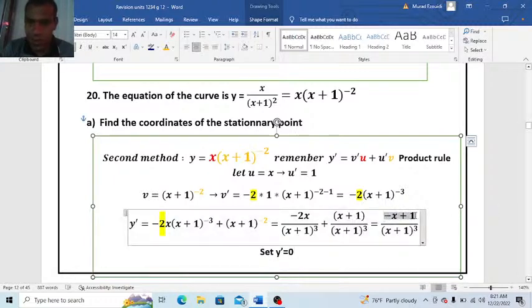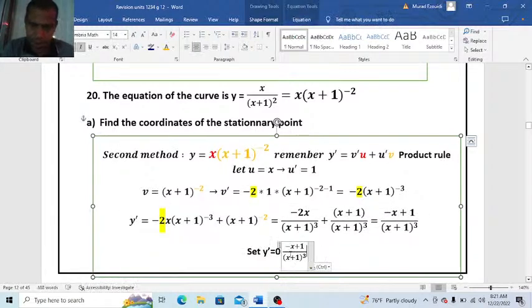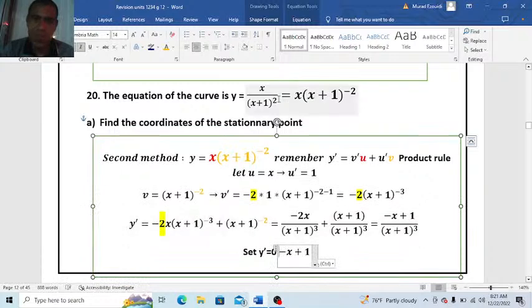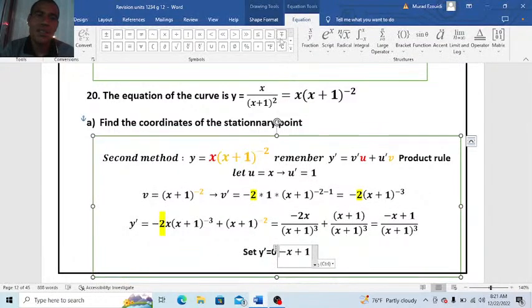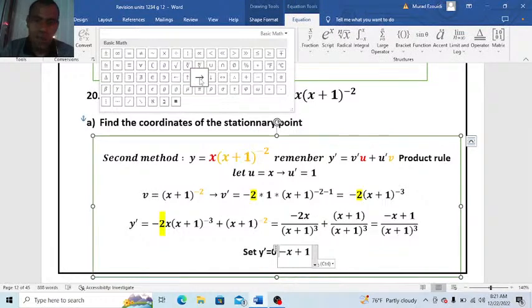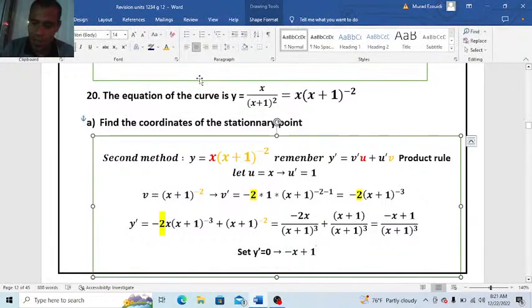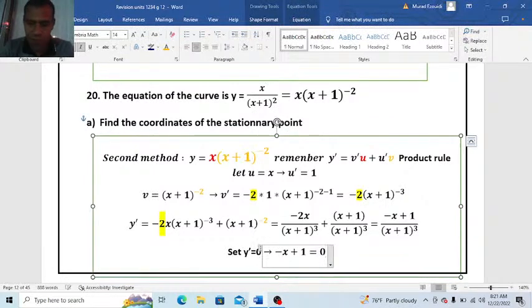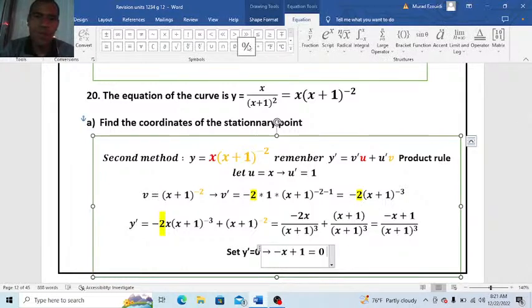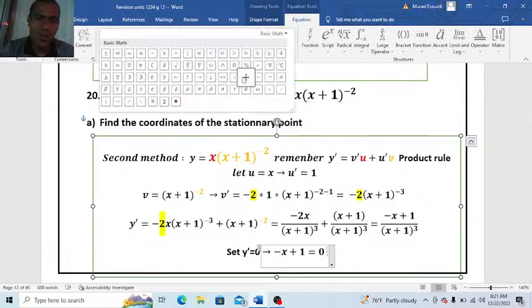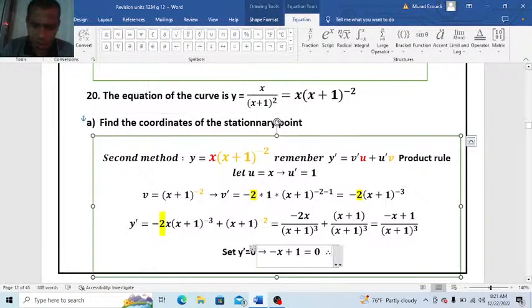I will just use this one. Cut all of this. This implies that the value of minus x plus 1 should be equal to 0. Therefore, the value of x is what, learners? Therefore, the value of x is 1. Now at least I have found the stationary point. x is equal to 1.